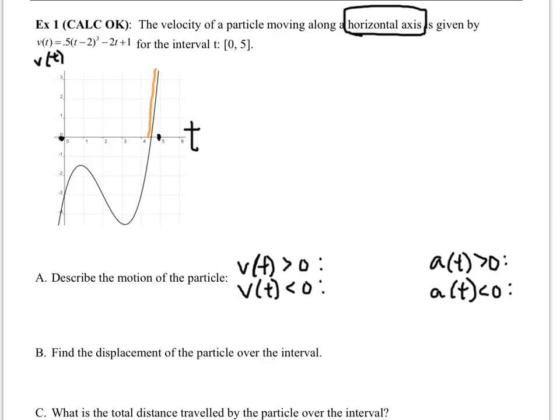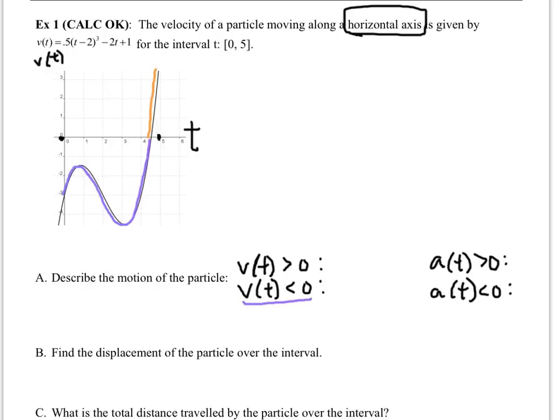Okay, so the first thing that I'm going to do is break this graph up into some parts so it's a little bit easier to talk about. From 0 all the way until that point right there, we're going to have a negative velocity. It's below the axis, so I'm going to underline that with the purple.